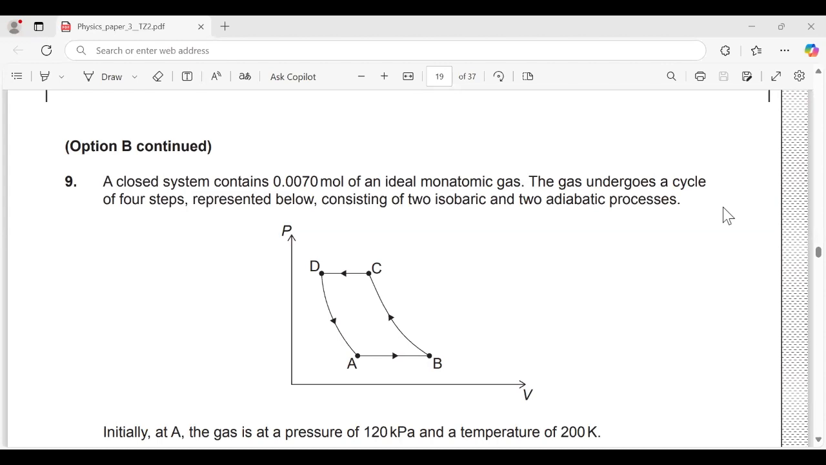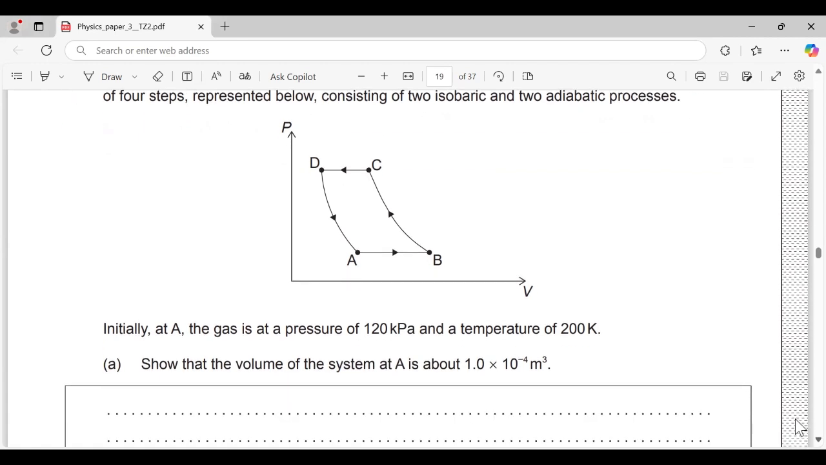Number 9, a closed system contains 0.0070 mole of an ideal monoatomic gas. The gas undergoes a cycle of 4 steps represented below, consisting of 2 isobaric and 2 adiabatic processes. This is the diagram of the isobaric and 2 adiabatic processes. Initially, at point A, the gas is at a pressure of 120,000 Pascal and a temperature of 200 Kelvin.